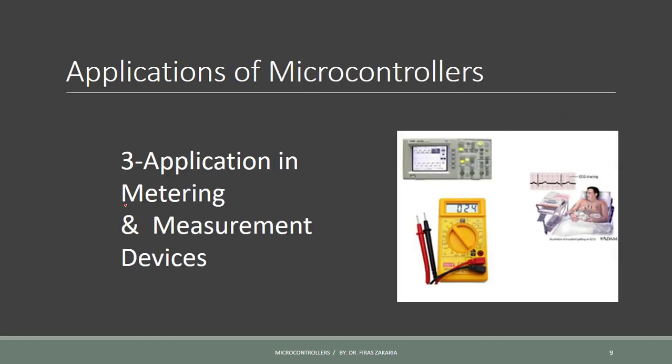It also has applications in metering and measurement devices. It can be used as a voltmeter, as an ammeter to measure current and voltage, and to take measurements from a human body, concerning the electrical activity of the heart, the electrical activity of the brain, the electrical activity of the muscles, and many other measurements.